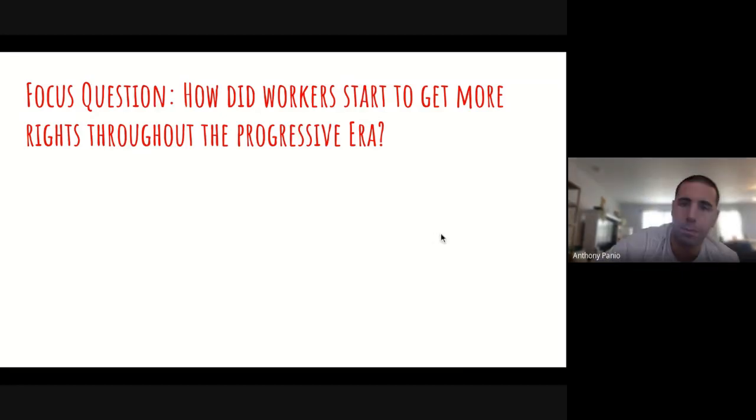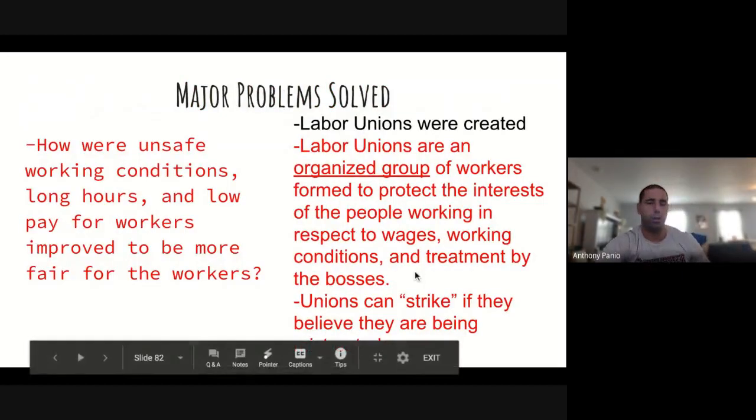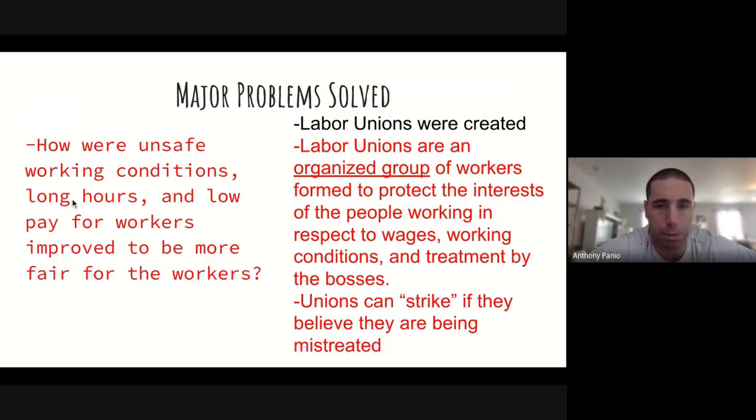Now, at any point, you can pause the video, but as you can tell, I've explained that we are establishing the problem on the left, which we've already known, and then we're going into the solution on the right. So the problem is how unsafe working conditions, long hours, and low pay for workers improved to be more fair for the workers.